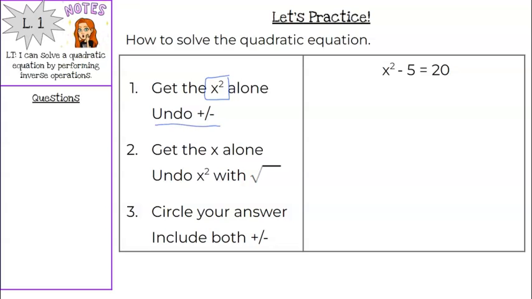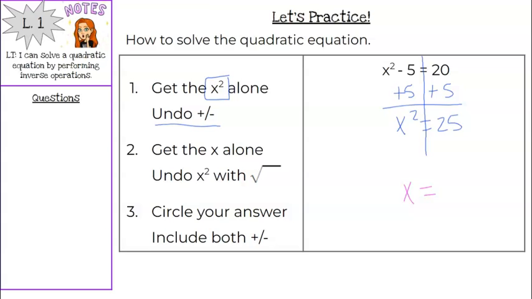So we're going to undo the addition or subtraction. We have minus 5 there, so we're going to undo that with a plus 5 on both sides. So I get x squared equals 25. Now I want to know what x is, not what x squared is. I want x equals and then a number.